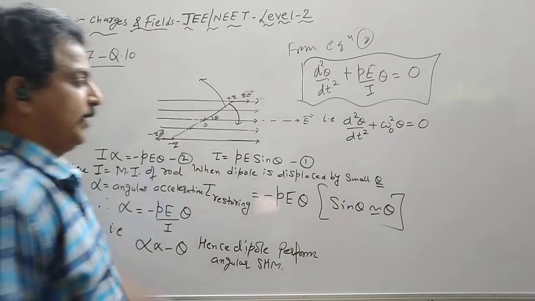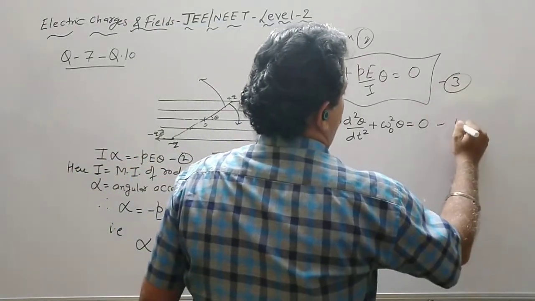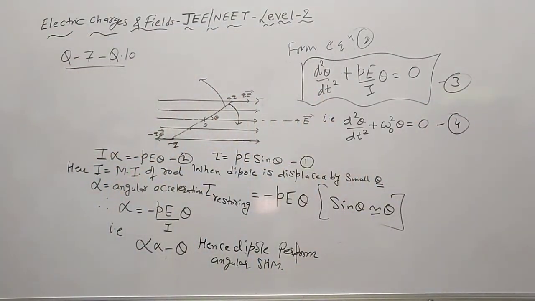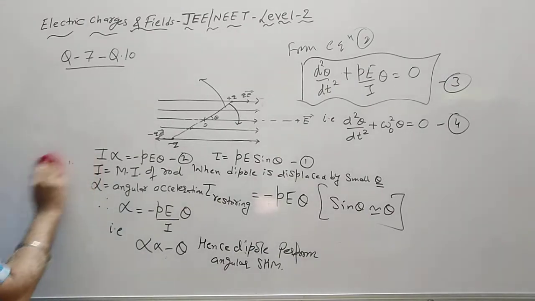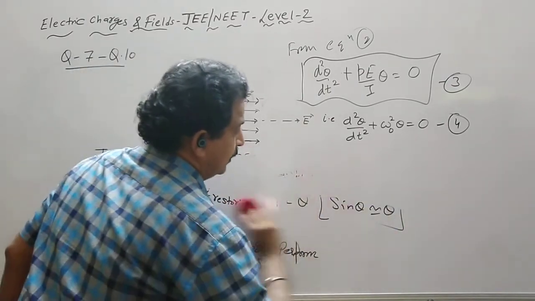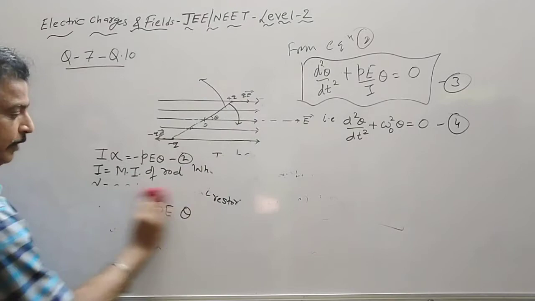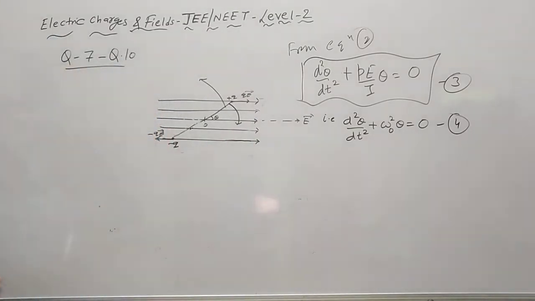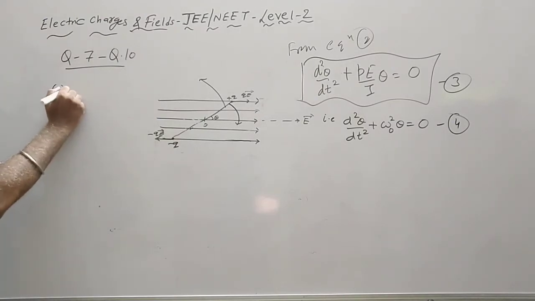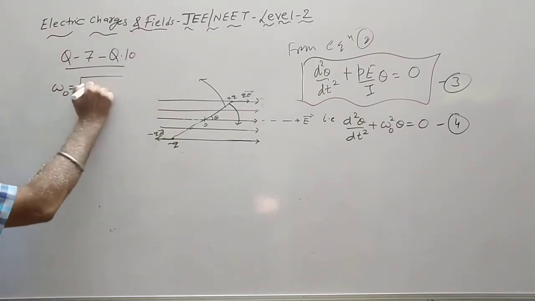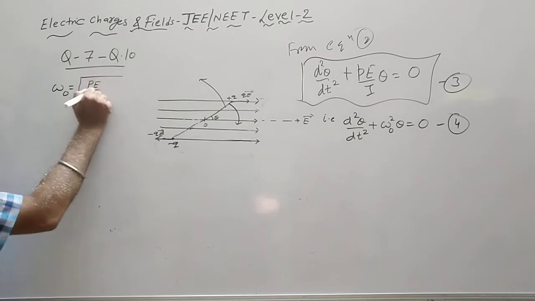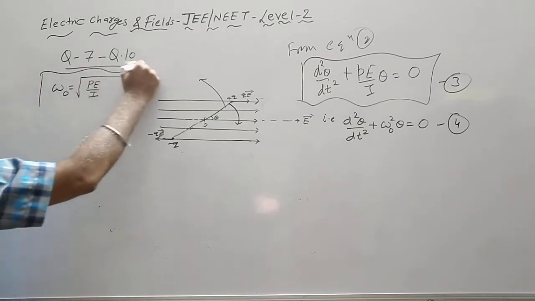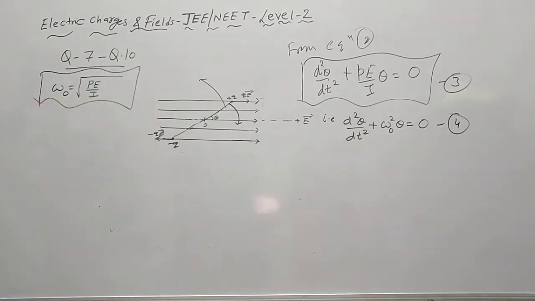Now if I compare equation 3 with 4, I can find out the omega, which is an angular frequency. So omega naught can be written as under root PE upon I. So this is the angular frequency.